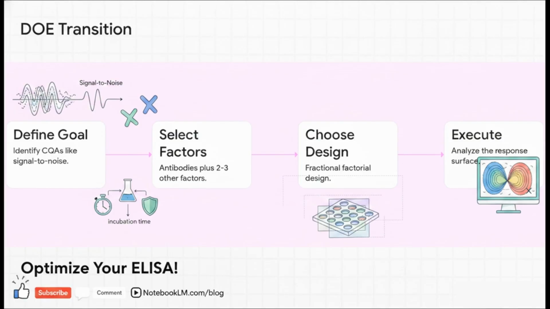And finally, step 4. Execute and analyze. You just run the plate, punch the data into your statistical software, and let it map out that response surface to find the absolute optimal combination of all those factors at once.